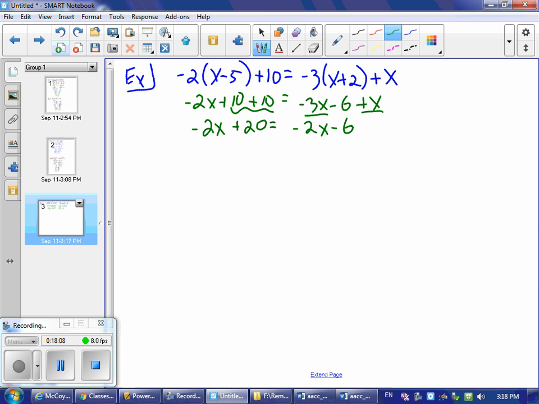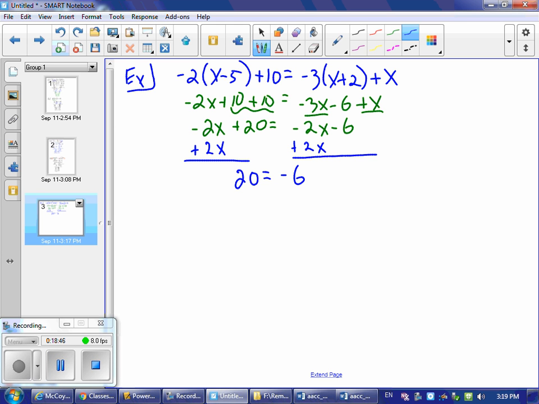So now, I don't really have a smaller x, they're both -2x, so I want to go ahead and add 2x to both sides of this equal sign. On the left-hand side, I get -2x plus 2x, which is 0. I bring down the 20. On the right-hand side, I get -2x plus 2x, which is also 0, equals -6. All my x's went away, and I get a statement that says that 20 equals -6. Well, that's obviously not true. 20 does not equal -6.